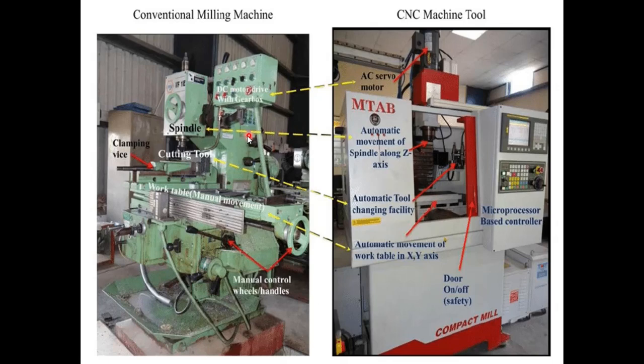Now if you look at the spindle, here I have to change the tool manually, but here, using automatic tool changing, I can change it in the program only. I can define which type of tool I have to use and that gets mounted. Even when I have to move in the X, Y, Z direction, I have to use these manual control wheels, but here everything is controlled using the program only. Here even the clamping I have to do manually. Here even auto clamping is possible.